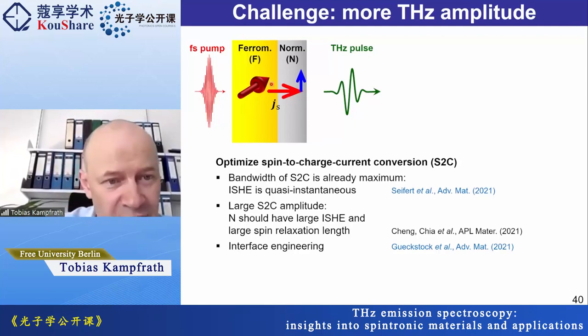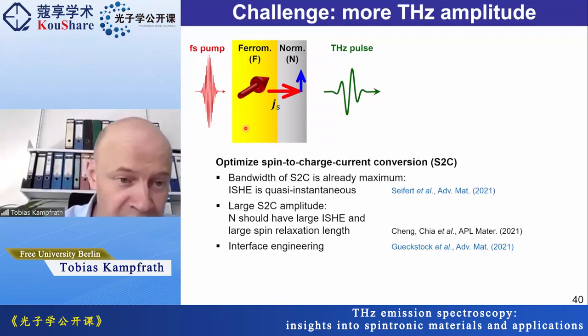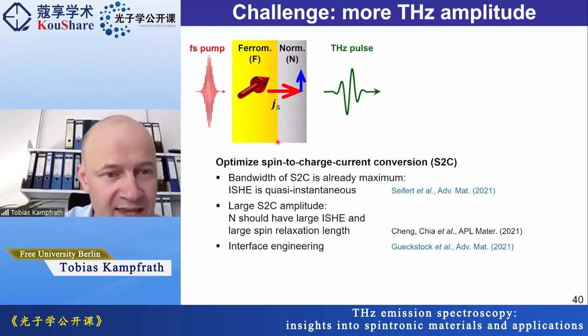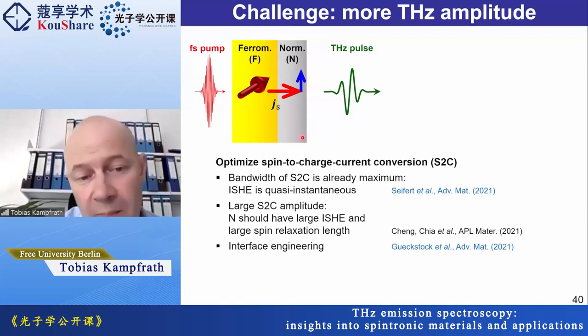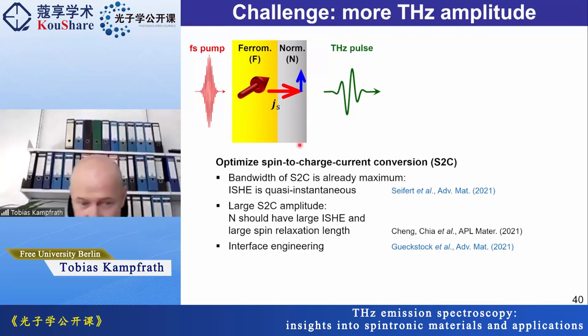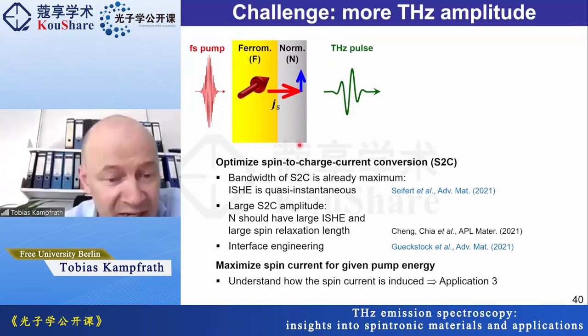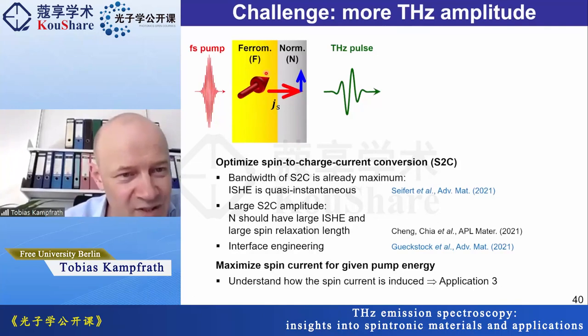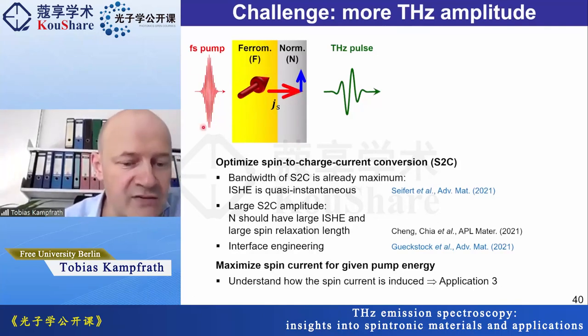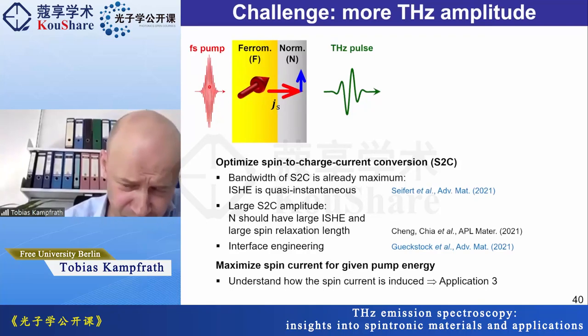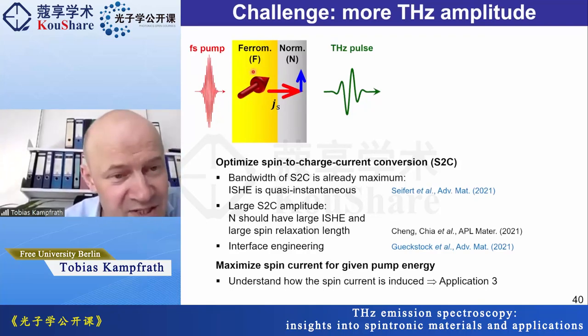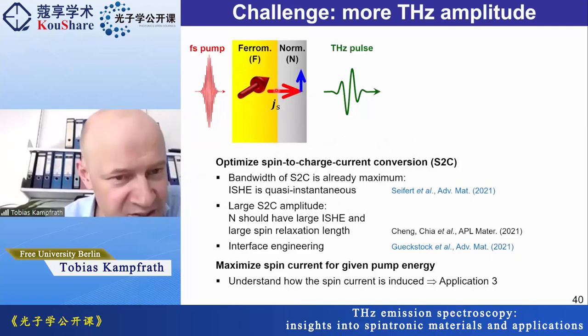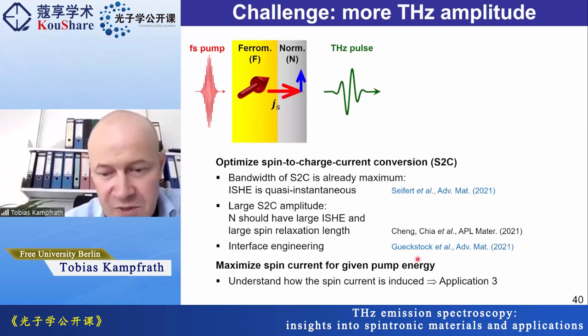Sometimes you can also try to play with the interface to get more spin to charge conversion. You can try to increase the resistance of the whole stack by making it thinner, or by enhancing the resistance by adding impurities, for example, imperfections. But finally, you can also try to get maximum spin current for a given pump pulse energy. This means you need to understand why you actually get a spin current in the first place. And this brings me to the last application of this tutorial.